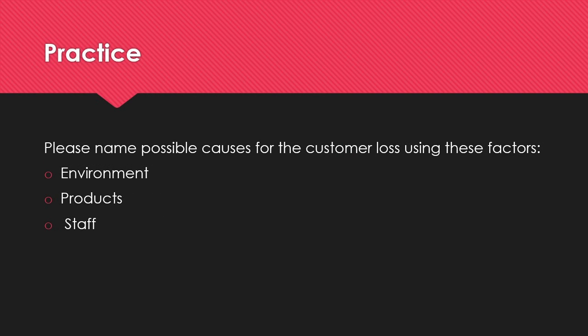For practice, we will begin by naming possible categories for this problem. So we'll begin. This problem is customer loss in the retail industry. So again, factors are broad categories. So let's think of some categories that might affect the retail industry. I am thinking of the environment could affect it, the products, the management, the staff.